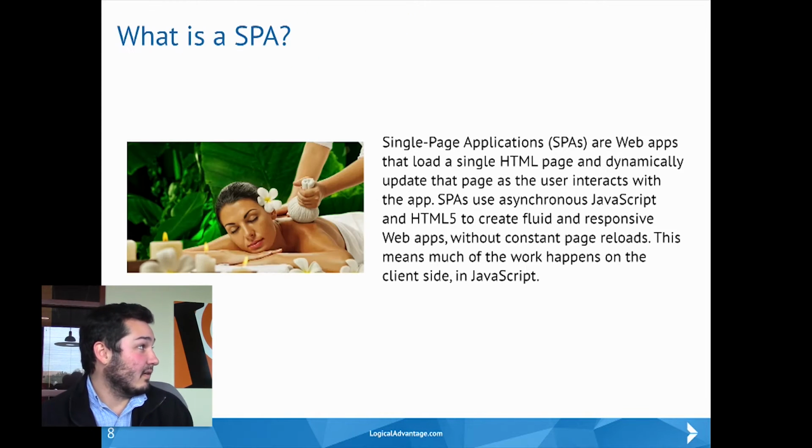So what's a SPA? A SPA is a single page application. They're apps that load in a single HTML page and dynamically update the page as the user interacts with the app. They use asynchronous JavaScript and HTML5 to create fluid and responsive web apps without constant page loads. And most of that's done client side with JavaScript.